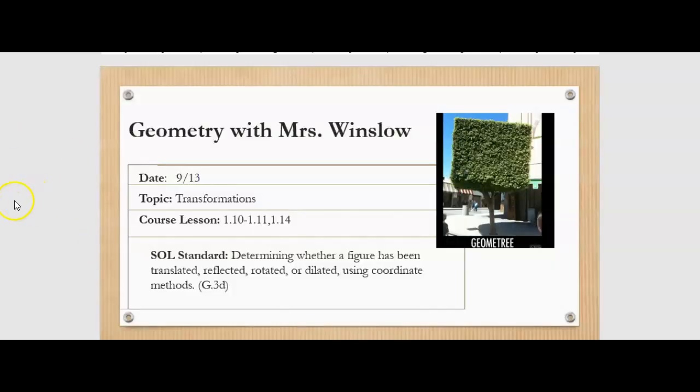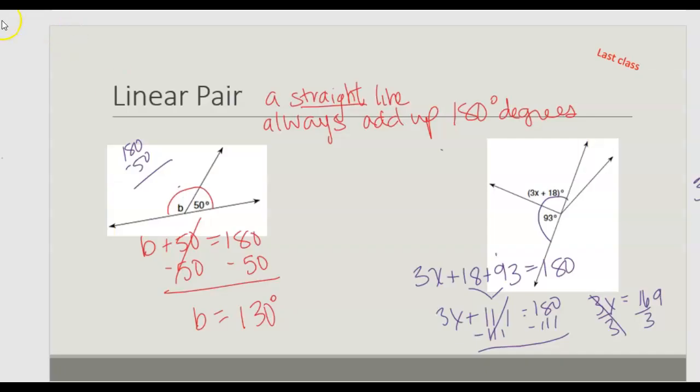All right, now we're going to get into our transformations. This is, again, corresponding to 1.10 through 1.11 and 1.14. We're going to get to 1.13 later this week, so don't worry, I didn't forget about it. Before we go much further, I wanted to take you guys back to this problem.